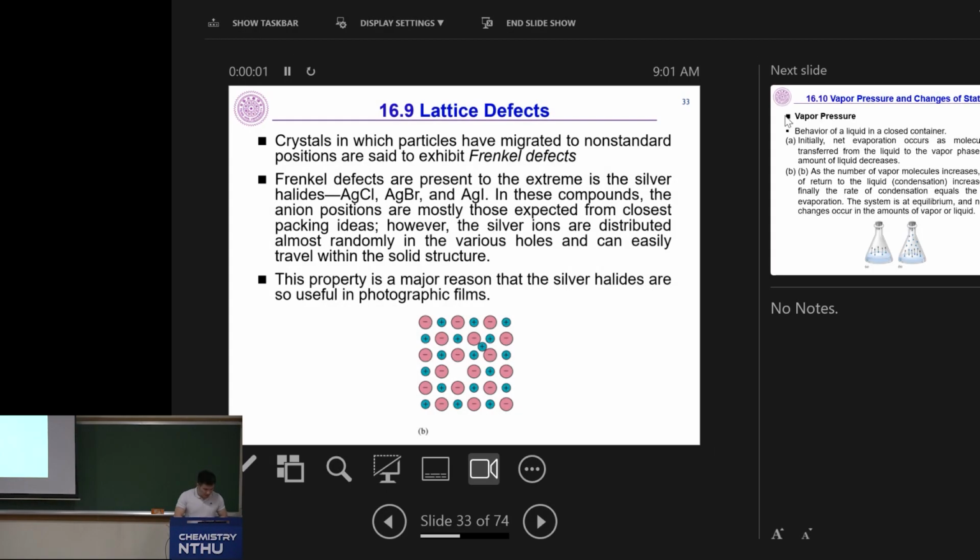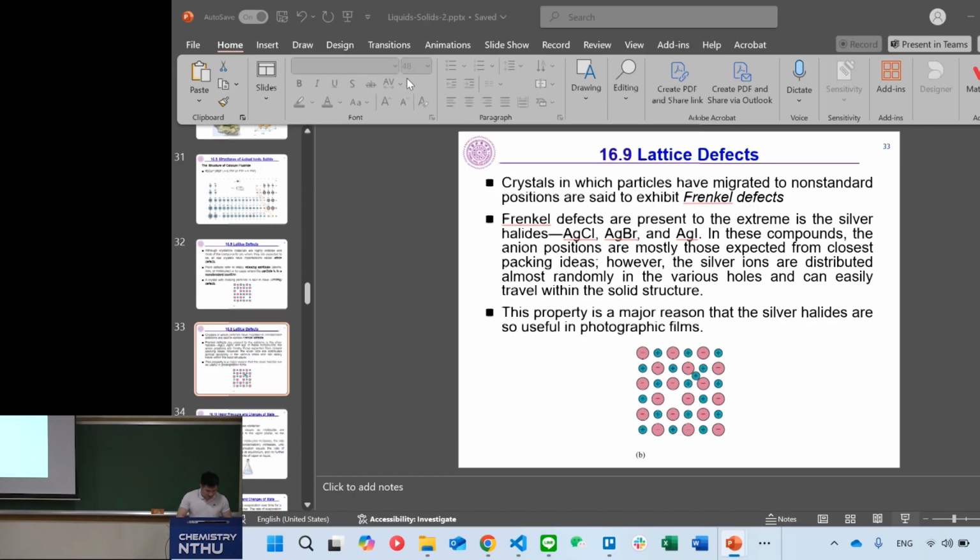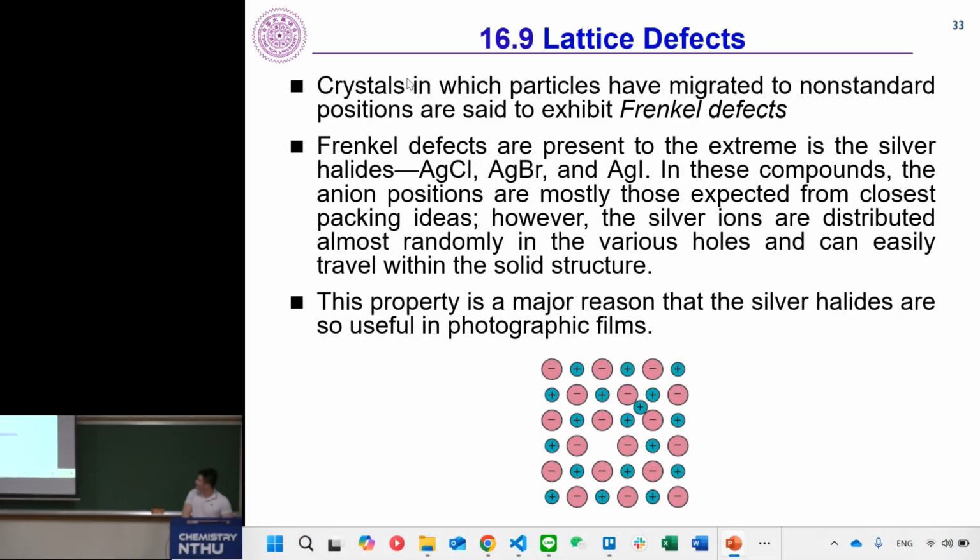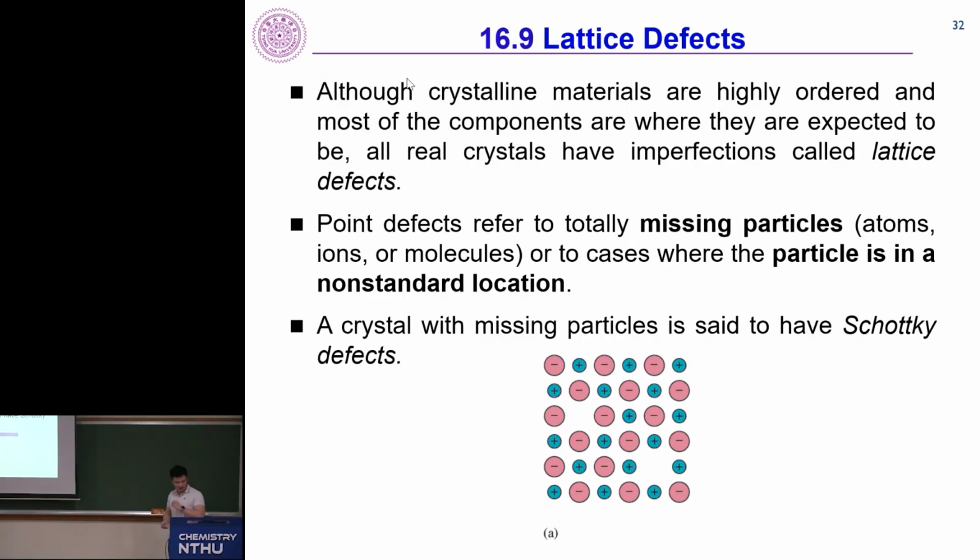Okay, this is where we were left with last time. So we're talking about lattice defects. So we have two defects. They are both point defects. There are many kinds of lattice defects, but we only focus on one type, that is called point defects. And for point defects, there are two subcategories. One is called missing particles, and the second one is called particle in a non-standard location. If we're missing particles, then what we have is so-called Schottky defects.